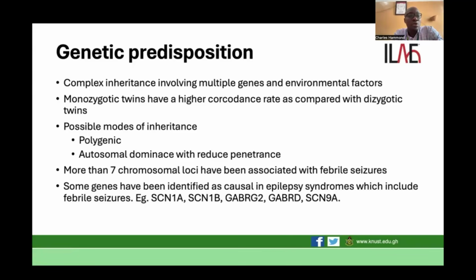There are more than 7 chromosomal loci which have been associated with febrile seizures. And very common ones are the mutations in the sodium channel genes SCN1A, SCN1B, SCN9A, which have been commonly associated with genetic epilepsy with febrile seizures plus, and then also Dravet syndrome.